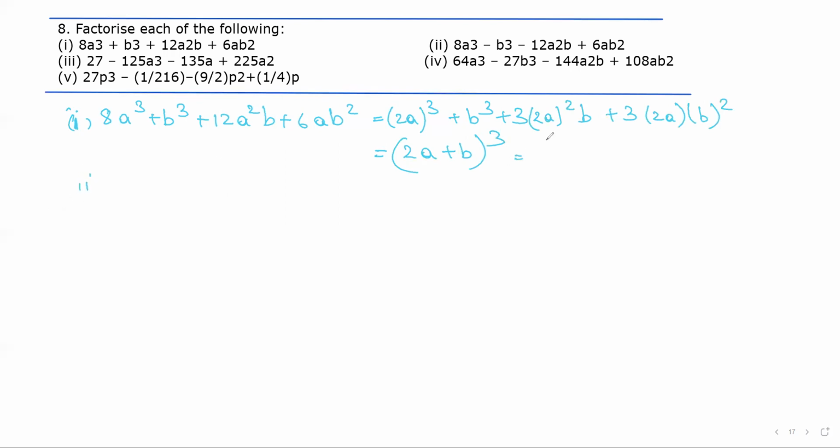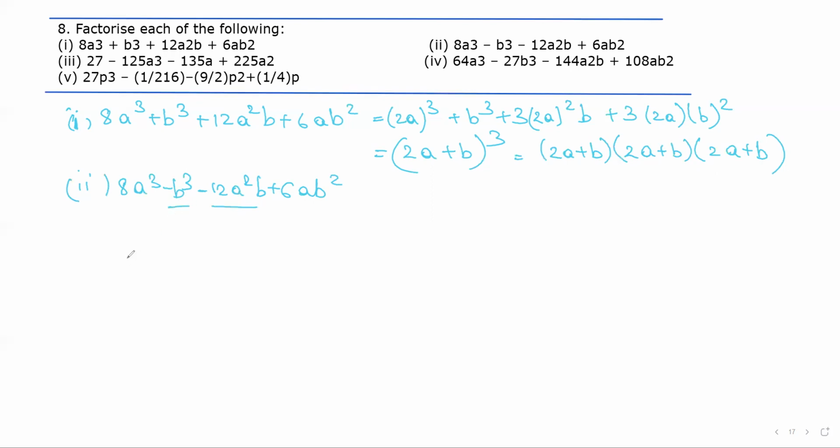You have to factorize. That means you have to write the final answer in terms of factors. Factors always have linear polynomials with power 1. So 8a cube minus b cube minus 12a square b plus 6ab square. We can write the same thing over here. All you should know is here the sign is negative, b square is negative, which means your second and your fourth terms are negative, which means you'll end up with (2a minus b) whole cube.